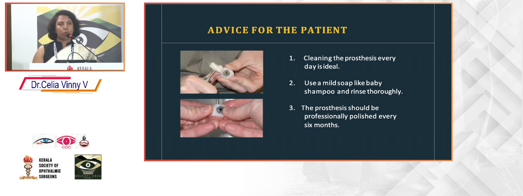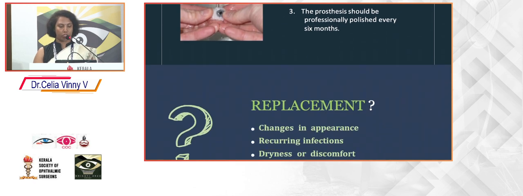Sometimes once in a month or once in 2 months, they can use a mild baby shampoo to clean this. And usually we'll say that every 6 months, the prosthesis should be polished professionally, because there will be some kind of deposits on the back side of the prosthesis, or even some scratches on the front side also. So it should be polished at least every 6 months, and it is compulsory to polish it once a year.